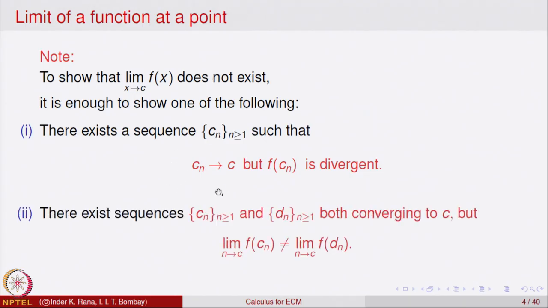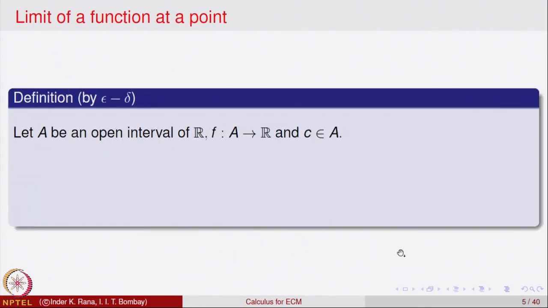Or one is able to find at least two distinct sequences C n and D n, both in the domain and both converging to C, such that the limit of the image sequence f of C n exists, and the limit of the image of D n also exists, but the two limits are different. In that case also the limit of the function will not exist. So, if one is able to find either of these, then one can claim that the limit of the function at that point does not exist.